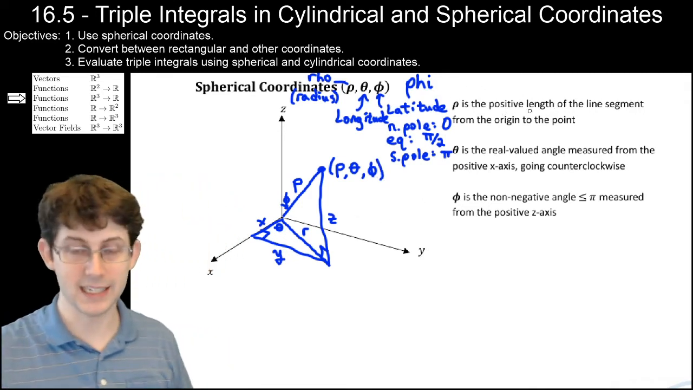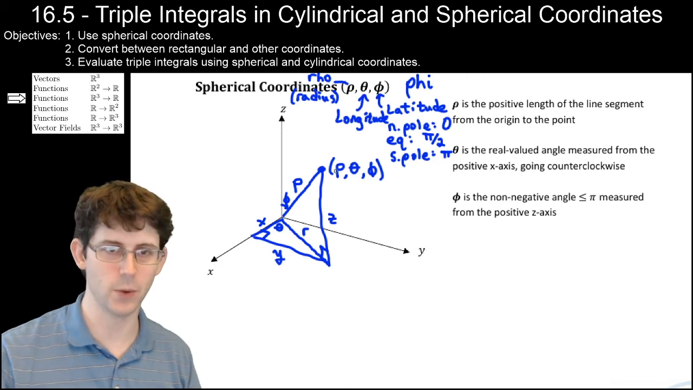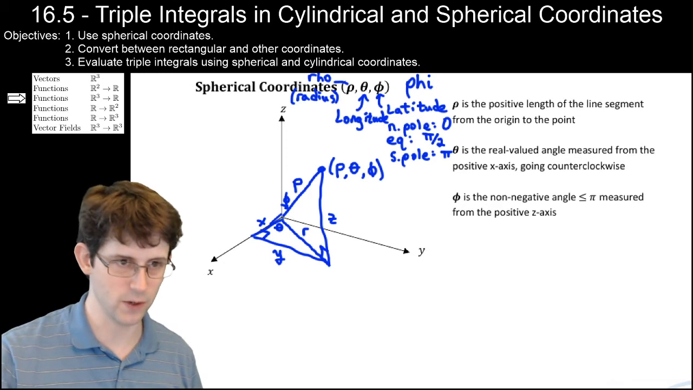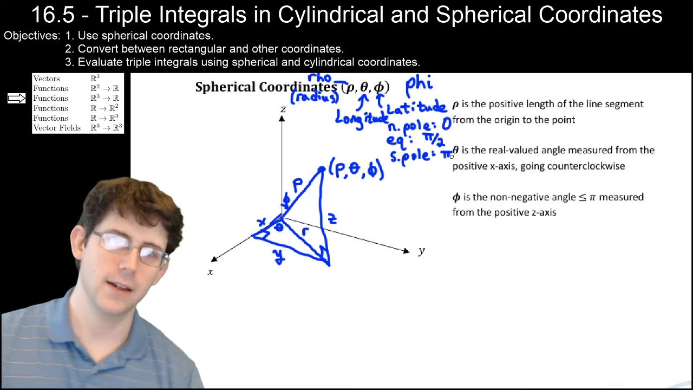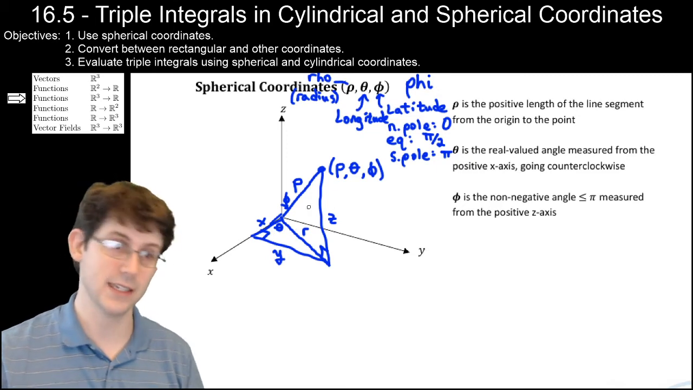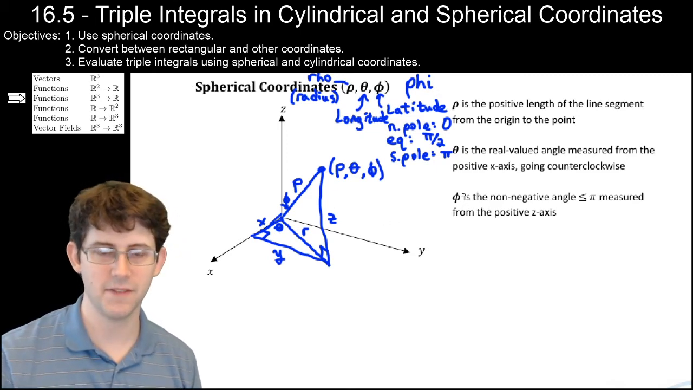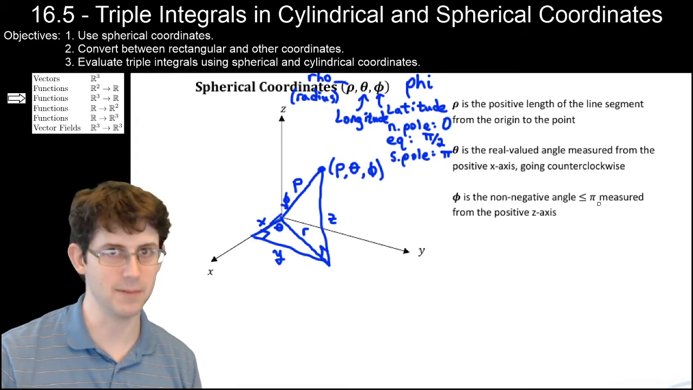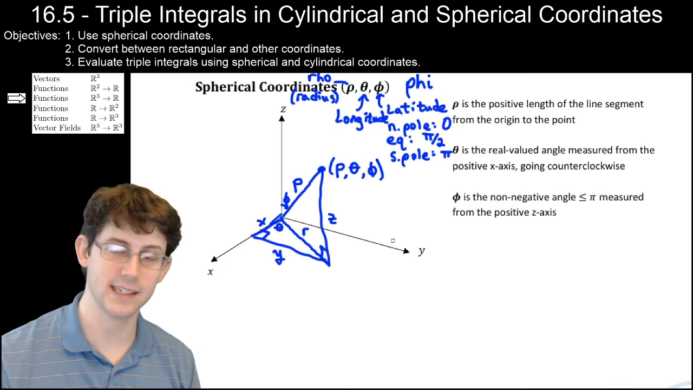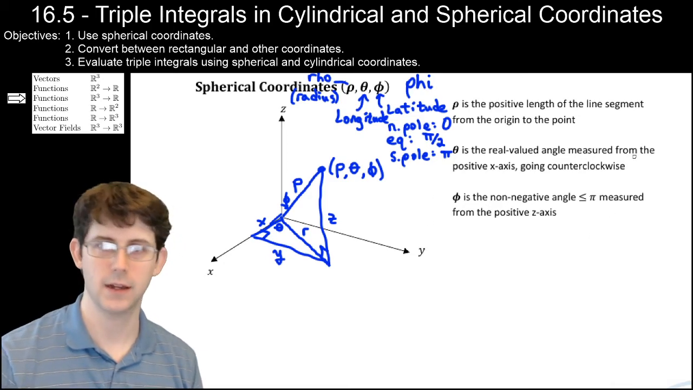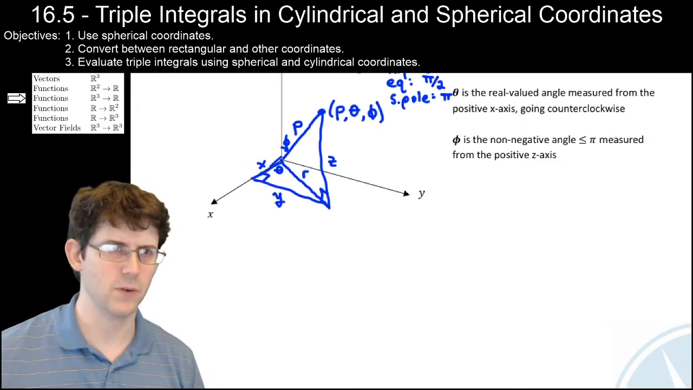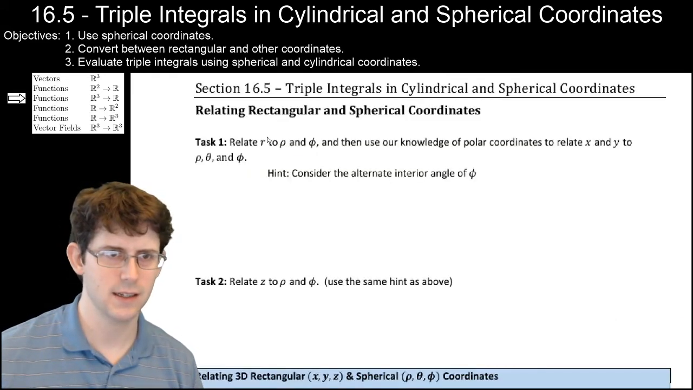Rho is the length, positive length of the line segment from the origin to the point. Yep, it's the distance. It's like an altitude, if you were thinking of the origin as the center of the Earth. Theta is the angle measured from the positive x-axis going counterclockwise, same theta as before. And then phi is the non-negative angle. It can't beat pi, because pi is the south pole, measured from the positive z-axis. Yep. So, that's that. I think the next page has the formulas for spherical coordinates.